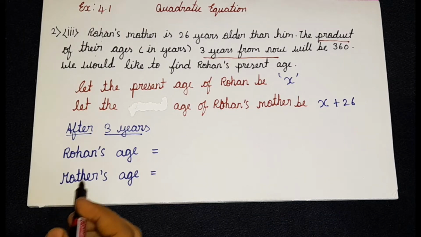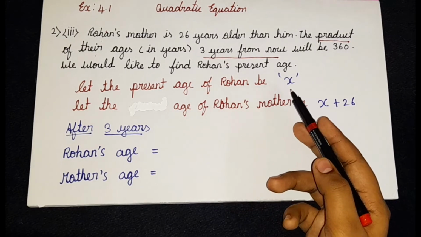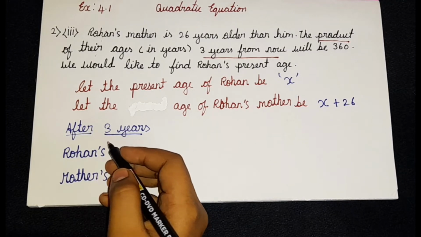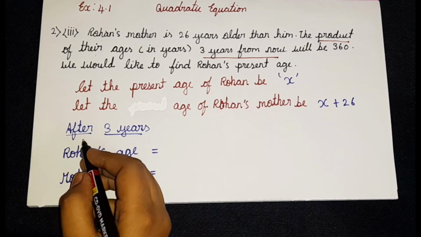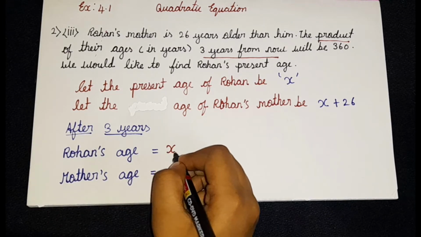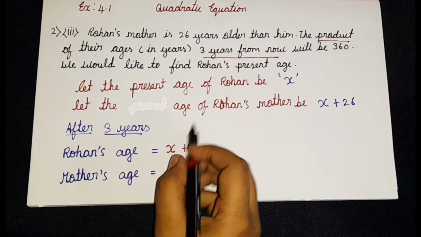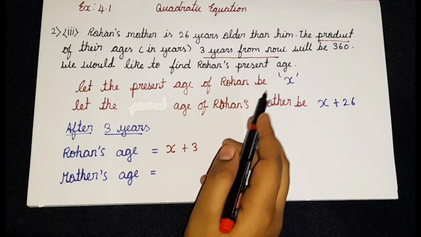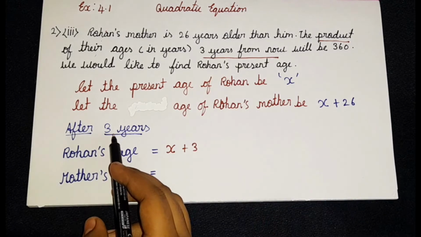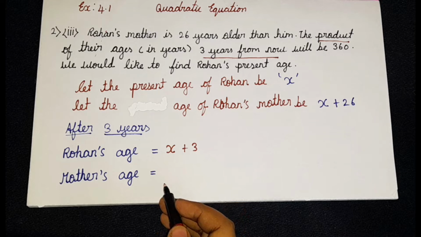After 3 years, Rohan's age will be, so we took Rohan's present age as x, am I right? So we are going to add that x with 3, because after means, you guys should remember, it is plus. So we are going to add x plus 3. The Rohan's present age is x, and they mentioned 3 years from now, which means after 3 years. Since it is after, we are supposed to add it. And then we have the mother's age.